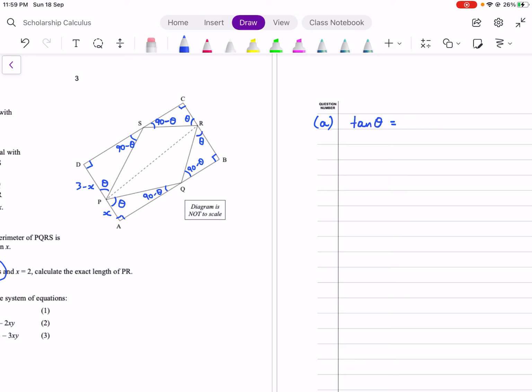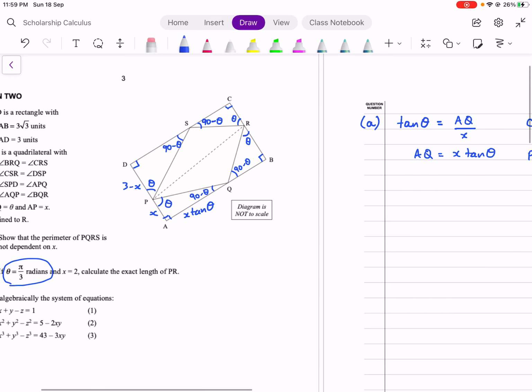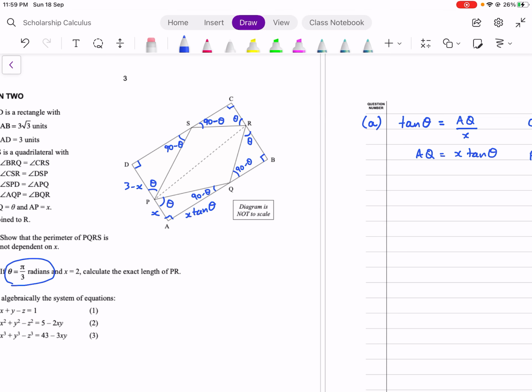Tan of theta is equal to AQ over x, so AQ equals x tan theta, and the length PQ, that's cos theta, equals PQ over, we'll call that y. No, hold up, we don't want to call it y because it's x. PQ over x, therefore PQ equals x cos theta. Okay, so AQ is x tan theta, and because the rectangle there's 3 root 3, that makes this 3 root 3 minus x tan theta.